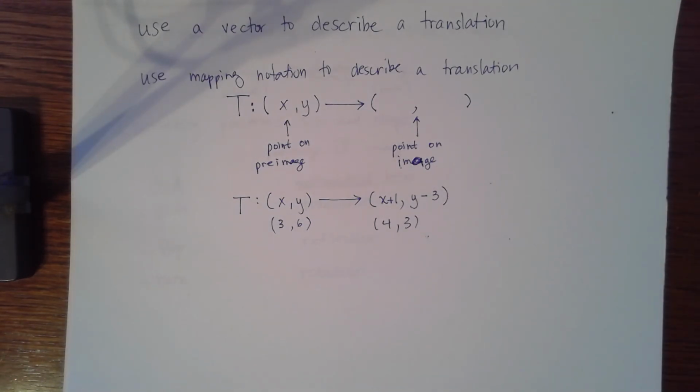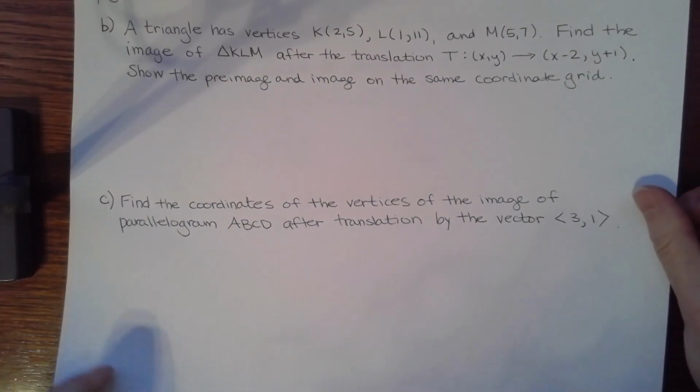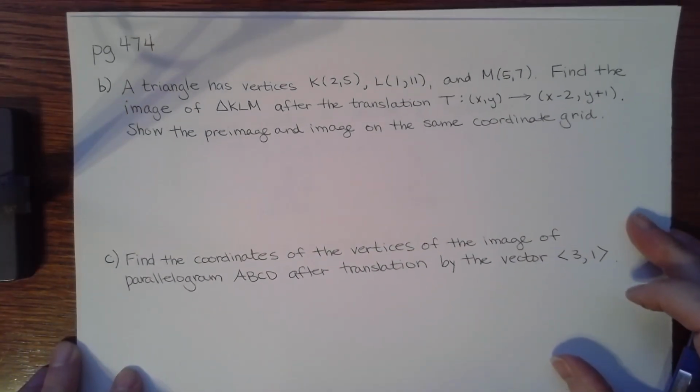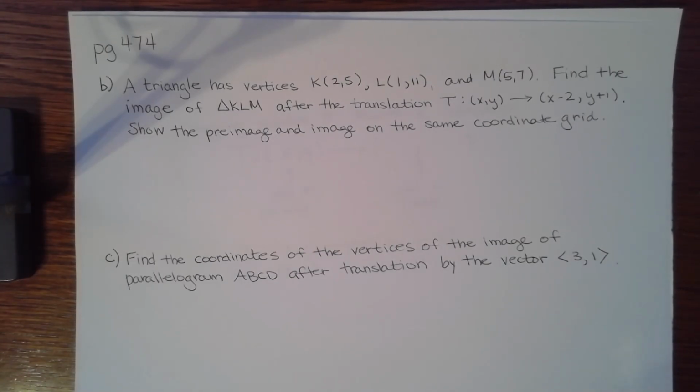All right, so let's do a couple of examples and we'll call it a day. So on page 474, we've got a couple of problems that we're going to try. So we've got a triangle. It's got vertices K (2, 5), L (1, 11), and M (5, 7). And then we want to find the image of that triangle after the translation given by this rule for the mapping notation. We want to show the pre-image and the image on the same coordinate grid.